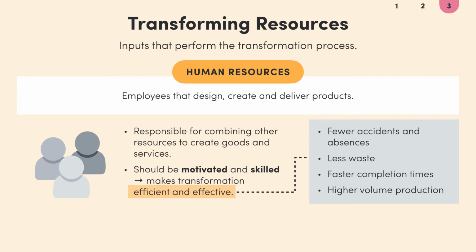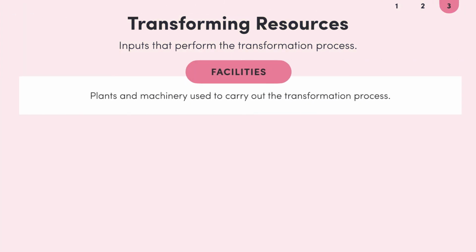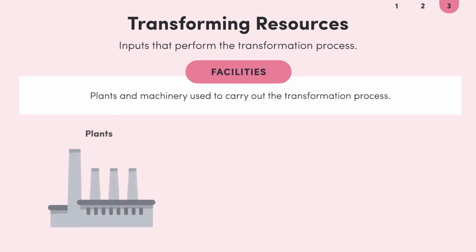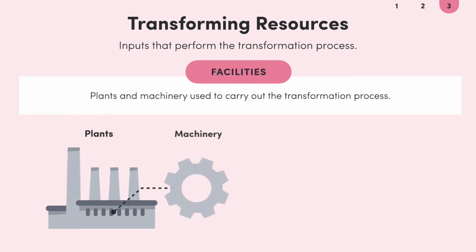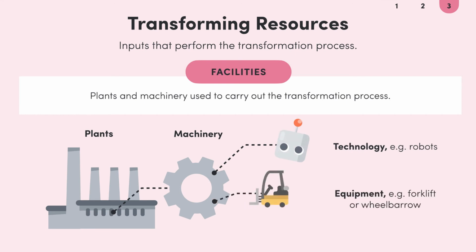And our last transforming resource is facilities. These refer to the plants and machinery used to carry out the transformation process. A plant can be a factory or an office, and machinery includes technology, like robots, and equipment, like a forklift or a wheelbarrow. When it comes to facilities, there are a few things that businesses have to consider.